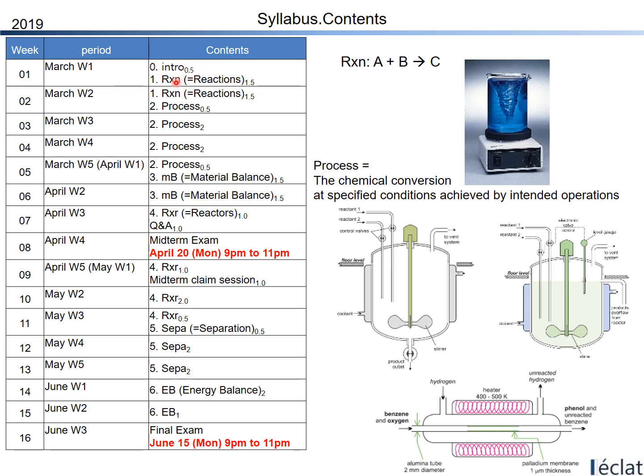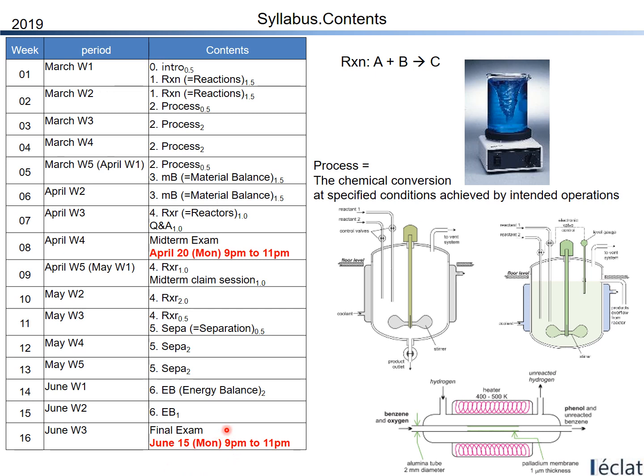The first one is reaction. Second, process. Third, material balance. The fourth item is reactors. And then separators. As the final chapter, you will learn about the energy balance equations. Also, please check the schedules on your calendar in terms of examination. Here are the midterm examination schedule, already fixed, and the final examination schedule, already fixed.